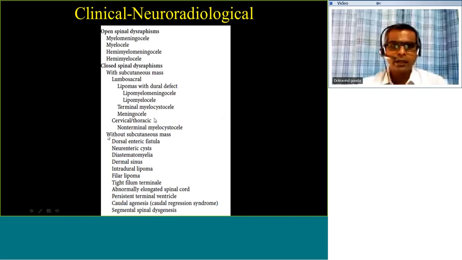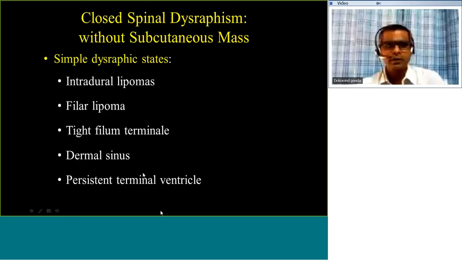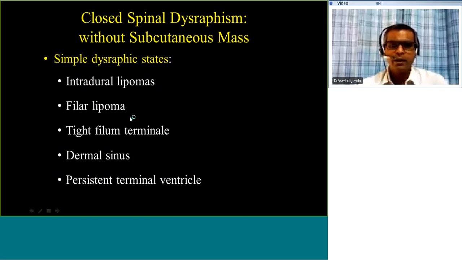Now coming to the classification, I had dealt with this classification in the earlier class, and up to here I had told. Now in this class I will be talking about the spinal dysraphisms without the subcutaneous mass, and these are the things that are included in that. The foremost of that are the simple dysraphic states, which are nothing but the intradural lipomas, the pilar lipomas, tight filum terminale, dermal sinuses, and the persistent terminal ventricle.